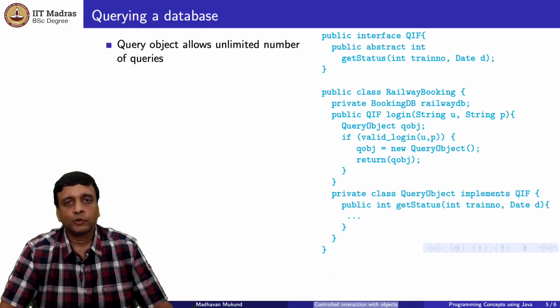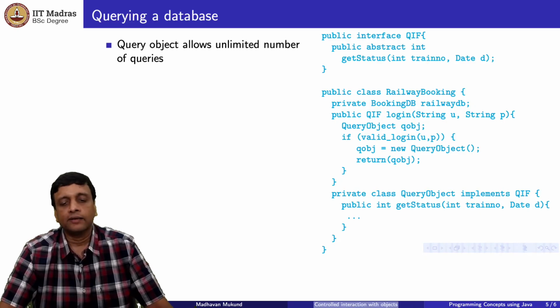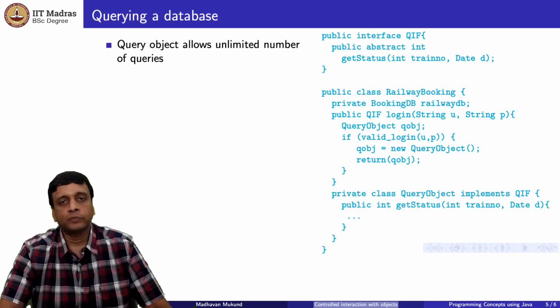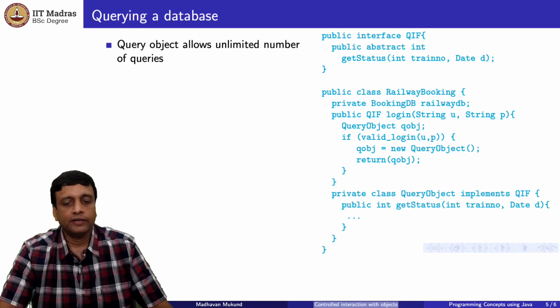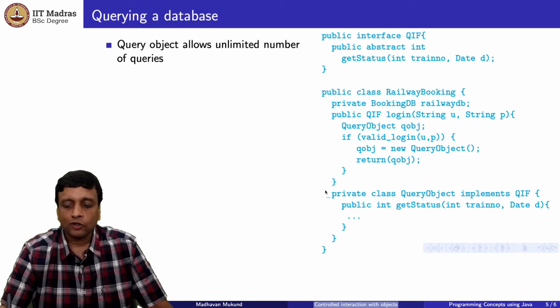So then you could have an unlimited number of people making an unlimited number of queries based on a single login. So you might now be very bureaucratic and say that each query object has a finite life, right? It can only allow a finite number of queries. So how do you maintain this? Well, this is an object, right? So you can put whatever you want into it.